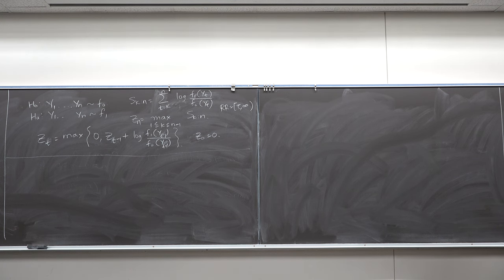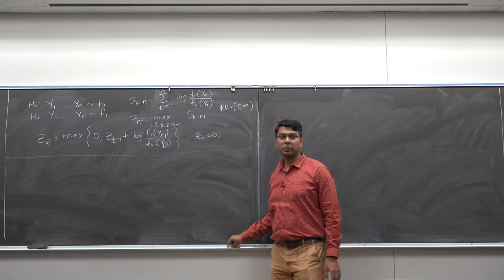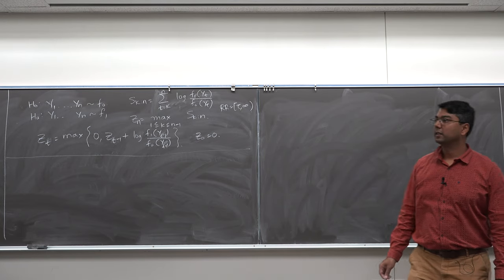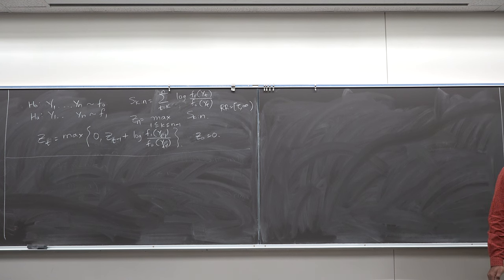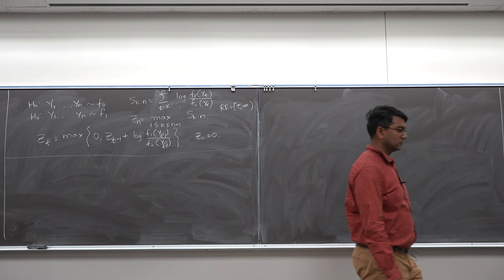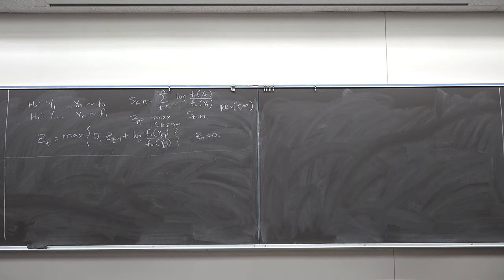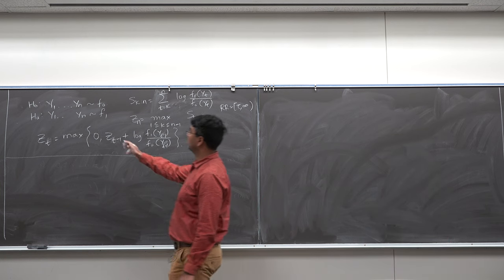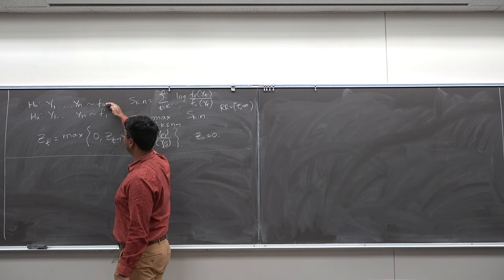Now, what is the drawback of this particular algorithm? I understand that this algorithm can take data sequentially, update the Zt, and can raise an alarm if at all Zt exceeds the threshold tau. What's the drawback here? We had discussed one specific drawback in the previous class. Can you remind me what the drawback is? The cool thing here is you can do it sequentially. The drawback is you need to know what F1 is. So you need to know the distribution of your random variables.